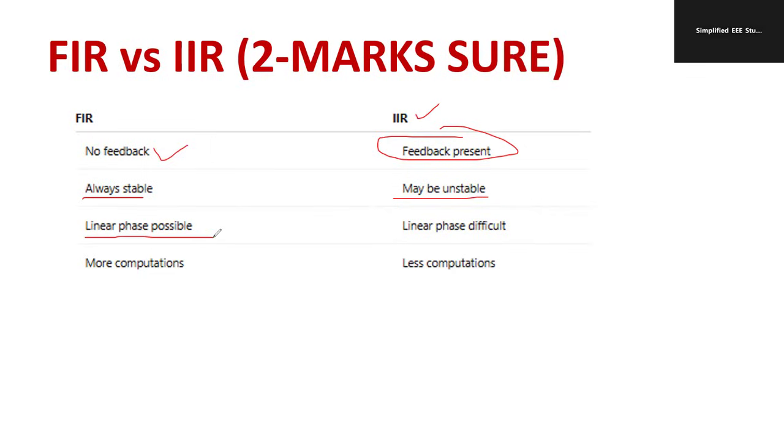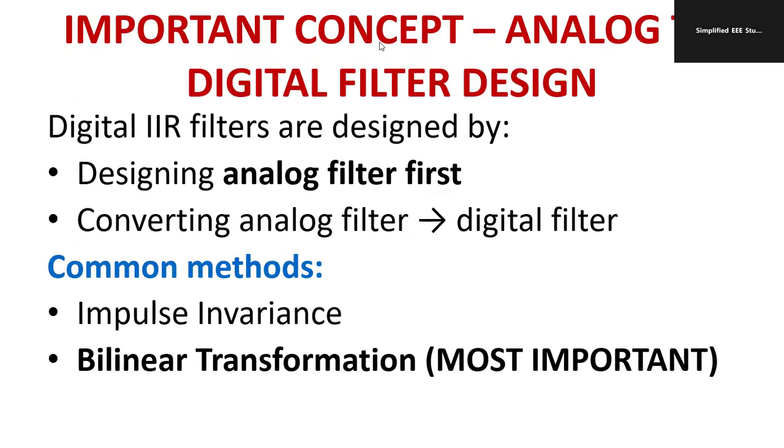Then FIR linear phase is possible. In the case of IIR, linear phase shift is not possible. Then regarding the computation, if I talk about FIR, computational complexity is very high, whereas computational complexity is less in the case of infinite impulse response filter. So these are the major differences. Definitely, you can expect at least 2 or 3 marks questions.